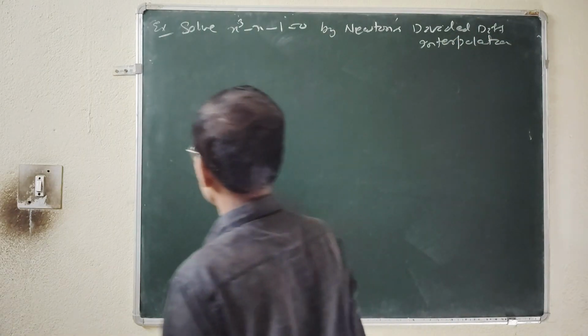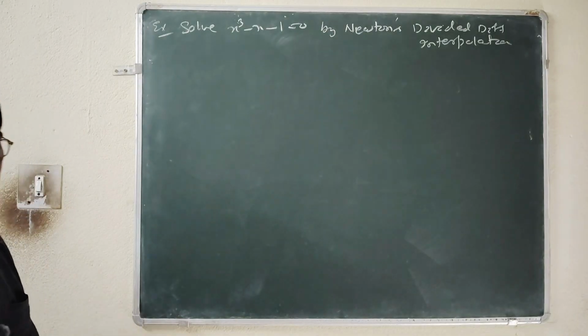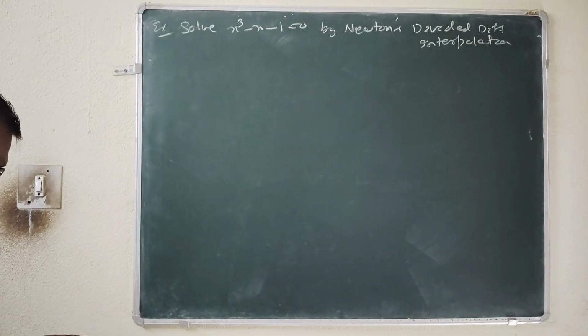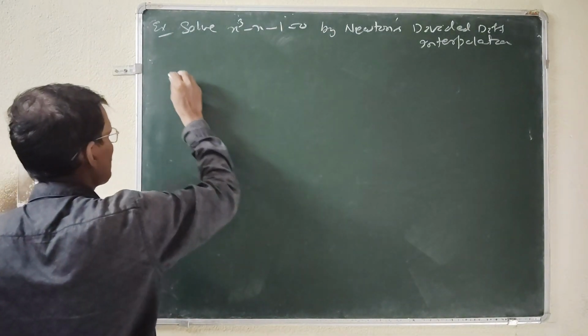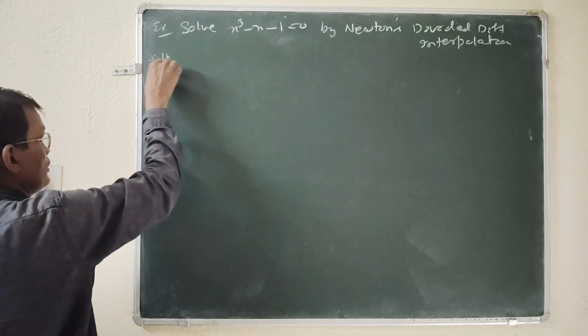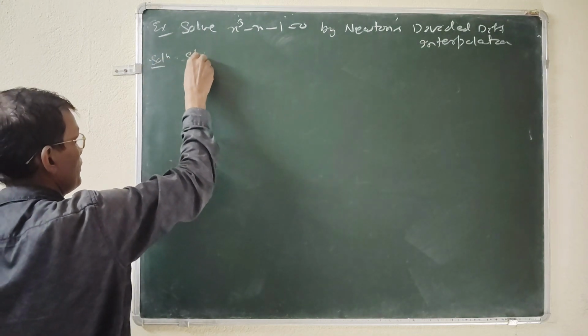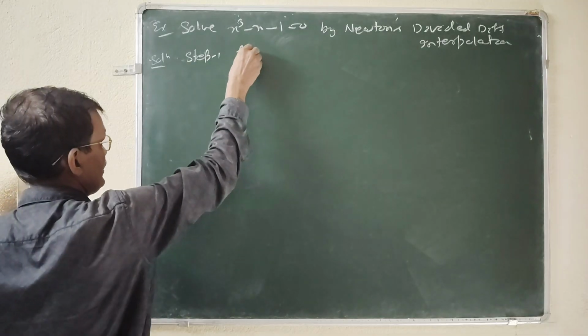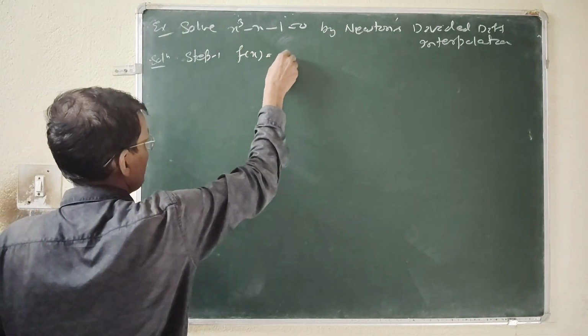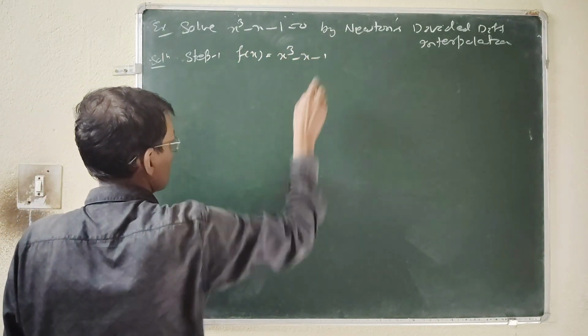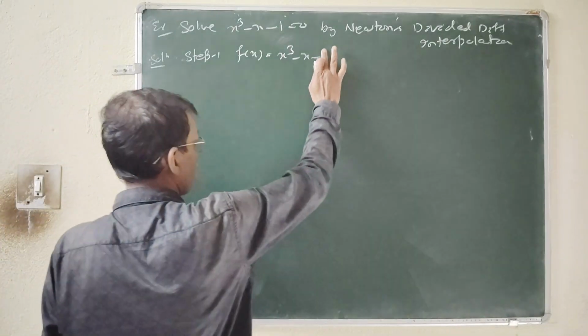Right, so this is the problem. You see how we solve it. Okay, the technique is, for this case, what is f(x)? Solution. In step 1, we decide f(x). What is f(x)? f(x) is x cubed minus x minus 1. Okay.